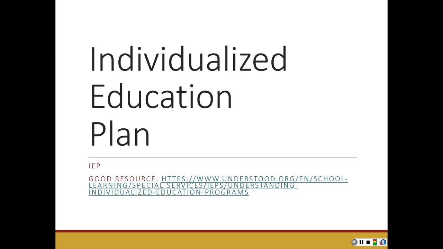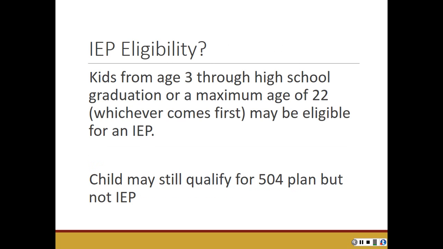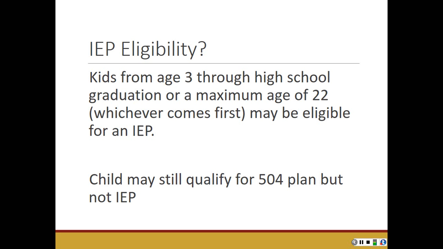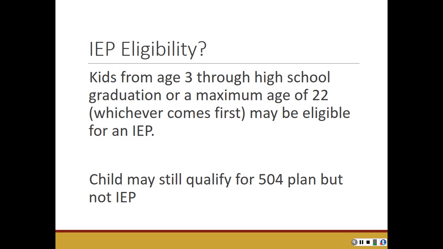Now, of course, take a look at this and also see what your own school situation is, because every school is going to handle the creation of IEPs differently. All right, so what's this thing, IEP? It's a legal document that anyone from age 3 to age 22 or high school graduation, whatever comes first, may qualify for. And it's a legitimate contract with the government about the services the student qualifies for.